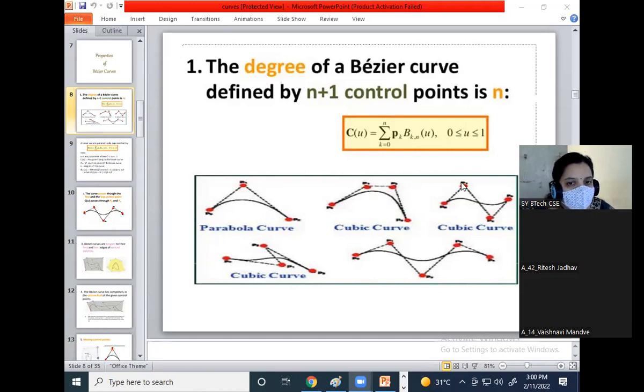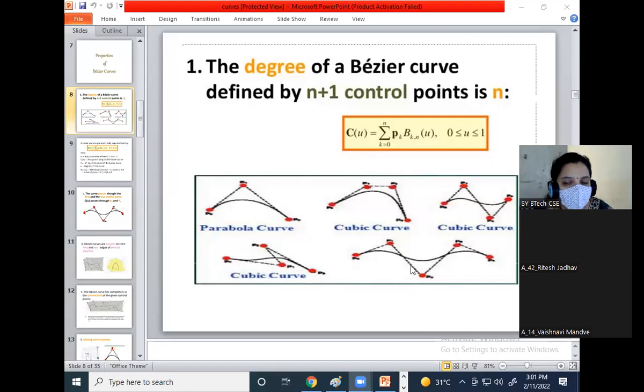So a cubic curve can be of any shape. Here are more examples of the cubic curve. If there are 4 points, those 4 points may be on one line, or on one side of the curve, or on both sides of the curve, or you can have any location for those control points. So that is the cubic curve, and you can have more than 4 also.